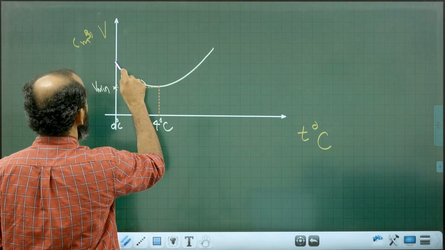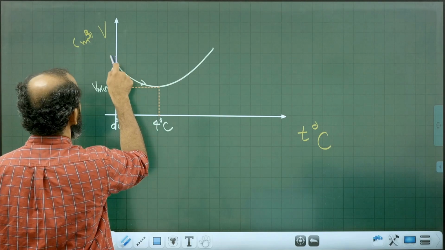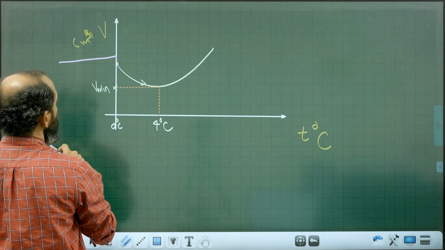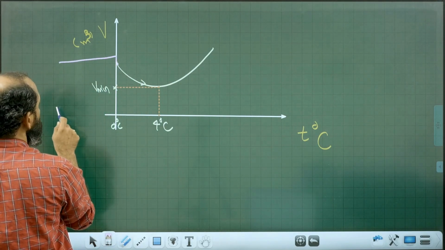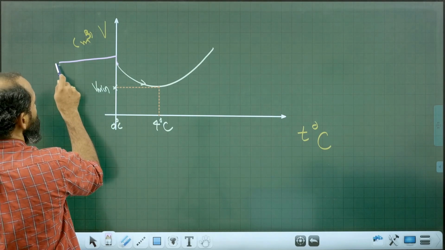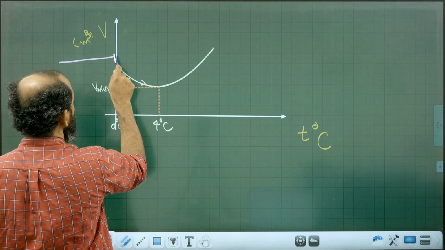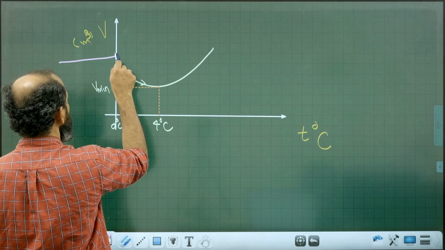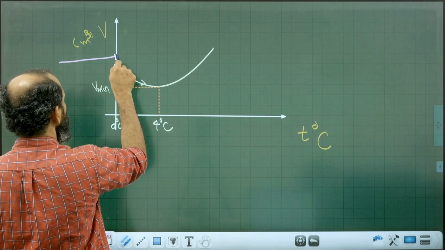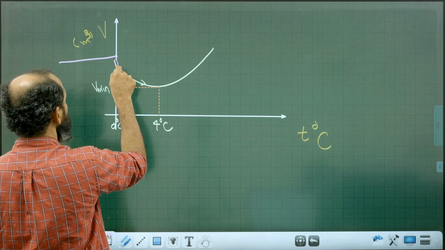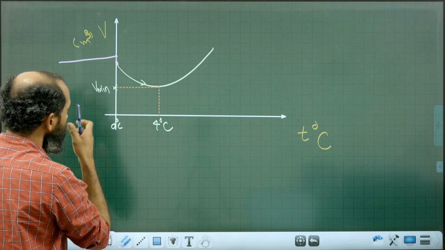If you go further along this graph, you will notice a slight rise here. Then it goes like this. That means from negative temperature to 0 degrees Celsius, ice expands. But ice has reformed at 0 degrees Celsius. Now, in changing 0 degree Celsius ice to 0 degree Celsius water, again volume decreases.